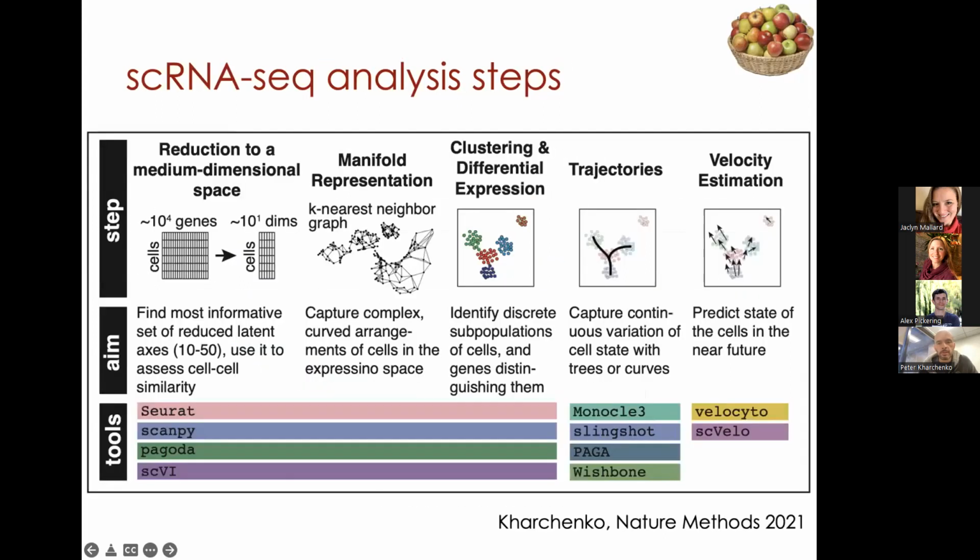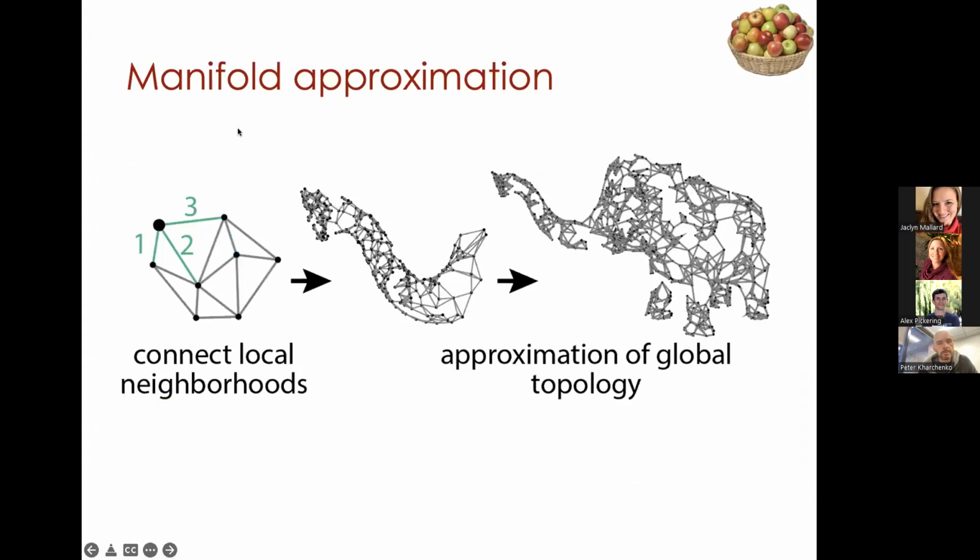I'll give you a little cartoon example here. If we simply start connecting the closest points, the closest cells in this case, on a local level, for each cell we find its closest 3 neighbors, for instance. That gives us local neighborhoods, which hopefully connect cells of the same type, of the same state. But this process also works nicely on a larger scale. If we start looking further and further, we'll see some kind of structure emerge, and eventually we'll see what is a toy elephant in this case.